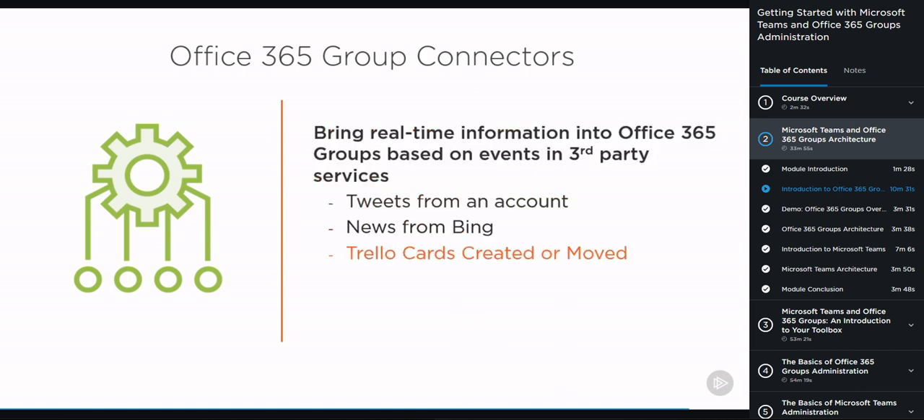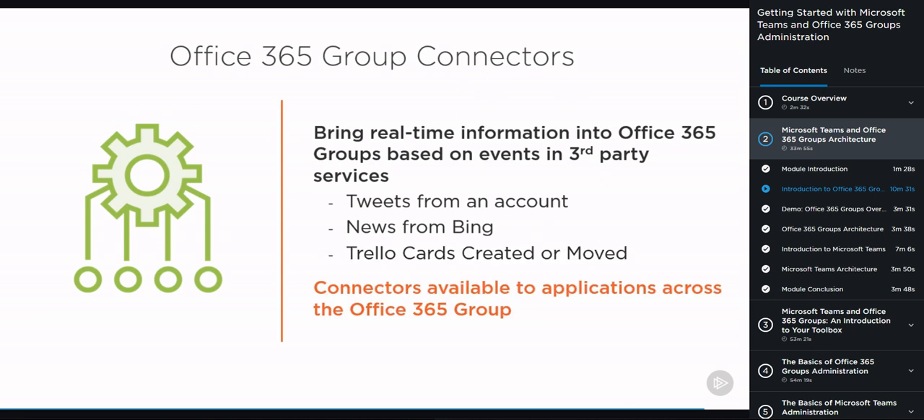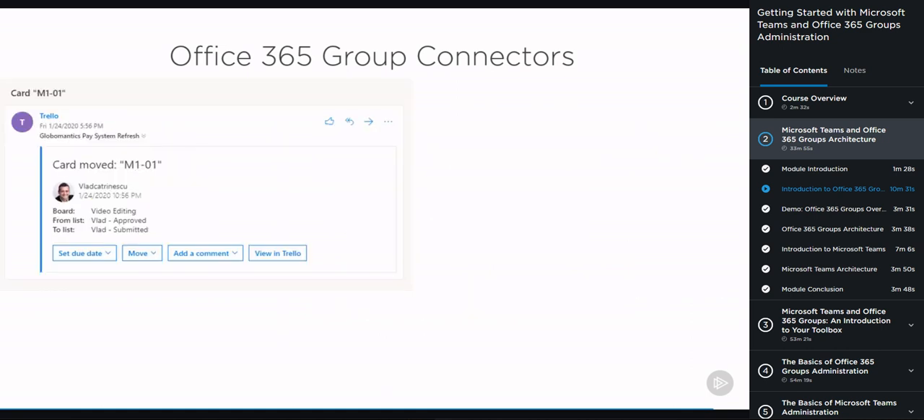And the connectors you add to the group are then available in all of the applications part of that Office 365 group. So in this example that you see on the screen, I got a notification that a card was moved from the board Vlad in the board video editing from the list Vlad approved to the list Vlad submitted. And also I can have that same kind of notification inside Microsoft Teams, and I even have some quick actions that I can do from Teams that will actually bring it to Trello.